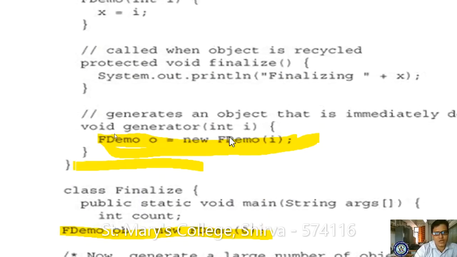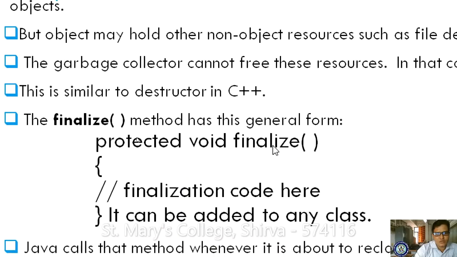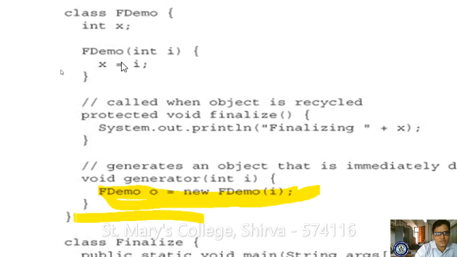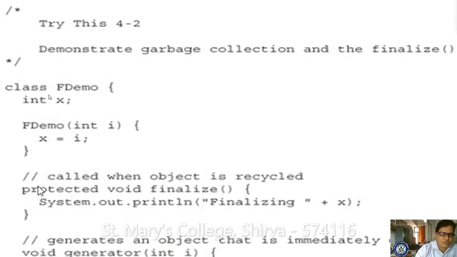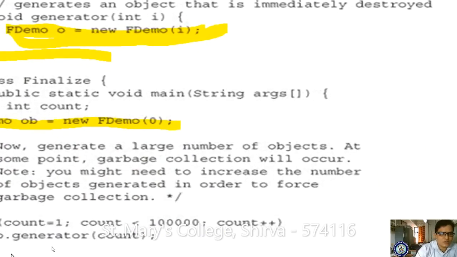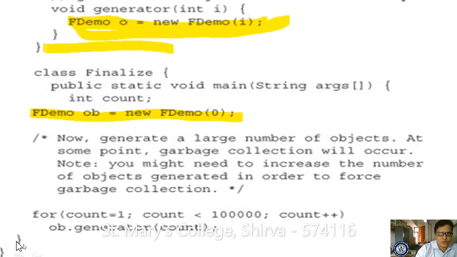Now count value 1. First it will execute. It will be initialized. Whenever it is initializing, this x will be initialized. After the x is initialized, immediately finalize will be called. If you run this program, it will execute 1 lakh times. 1 lakh times the object is created and immediately destroyed, created and destroyed again and again. Got it? So that is the aim of this program.